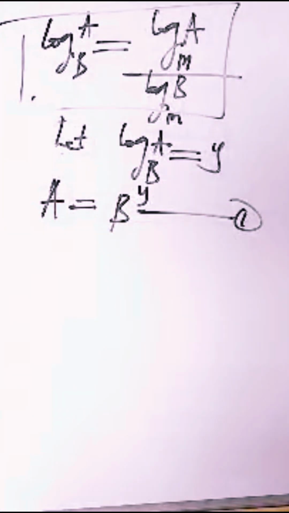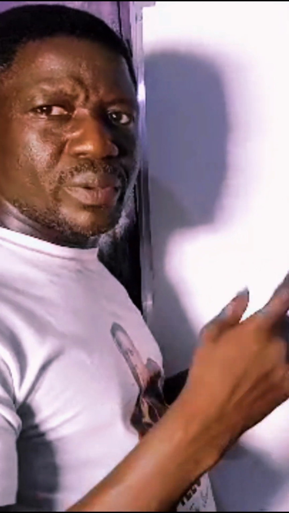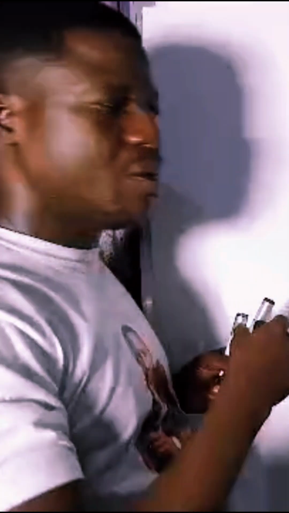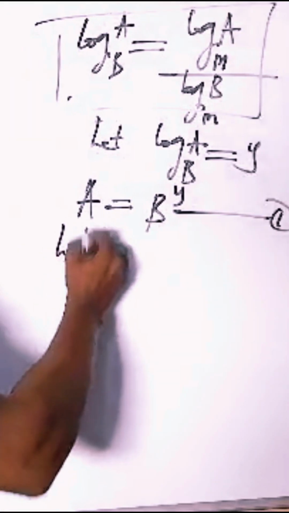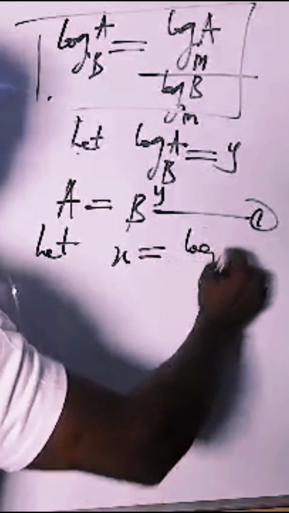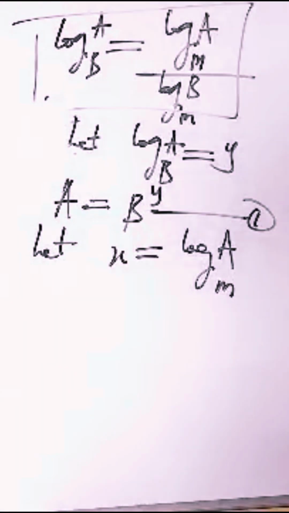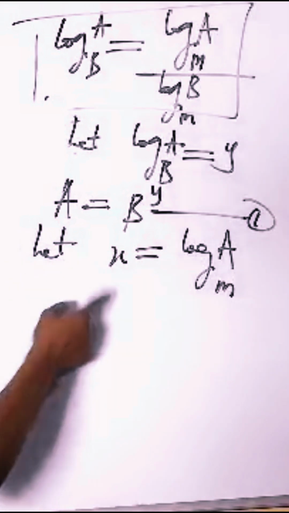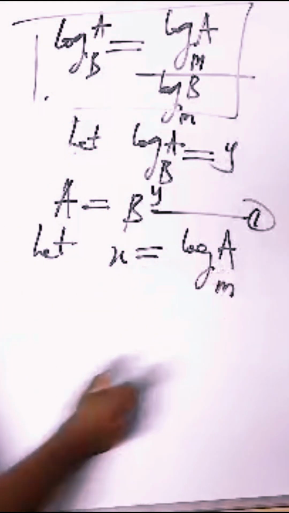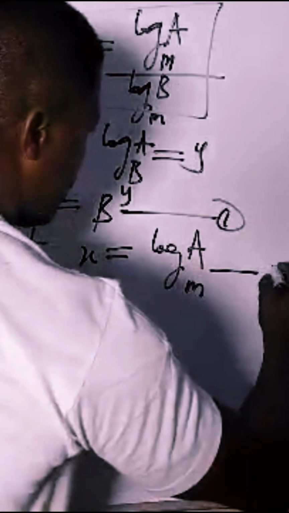Now going further, let us use x to represent the log of the number, which is a, to the new base. So let x represent the log of the same number, but to the new base that we intend interpreting. Rather, let x be equal to the log of a to base m. Now when we do that, we'll call it equation number 2.